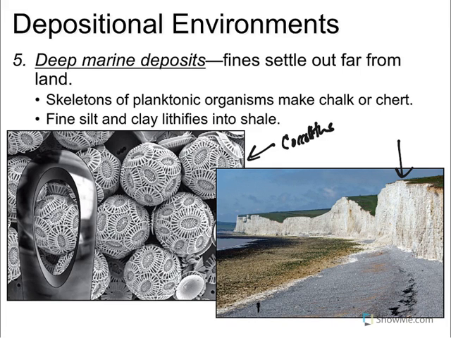Coccoliths. They're these little tiny organisms. You can see you can fit one of them there on the head of a needle. When they die in mass death layers, their little bodies float down to the bottom of the ocean floor, and they can get compressed, and they form chalk.